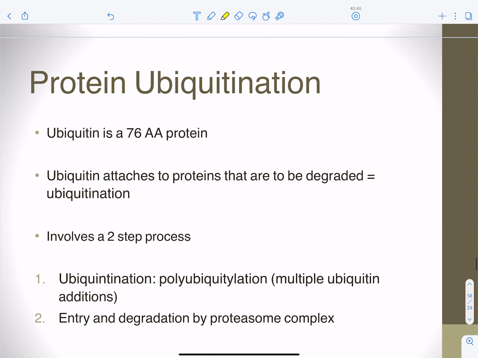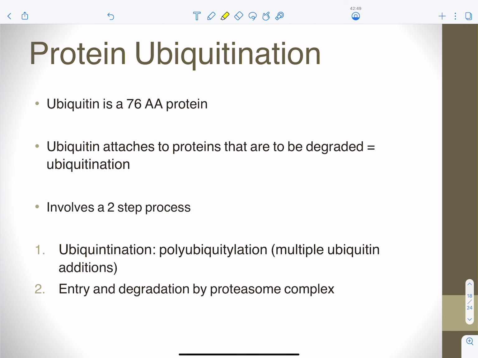So let's just talk a little bit about protein ubiquitination. So ubiquitin is actually a protein. It's a 76 amino acid long protein, and it's going to attach to other proteins. And the attachment of ubiquitin to other proteins usually is a signal for degradation, and it's a process called ubiquitination. Ubiquitination is considered a post-translational modification.